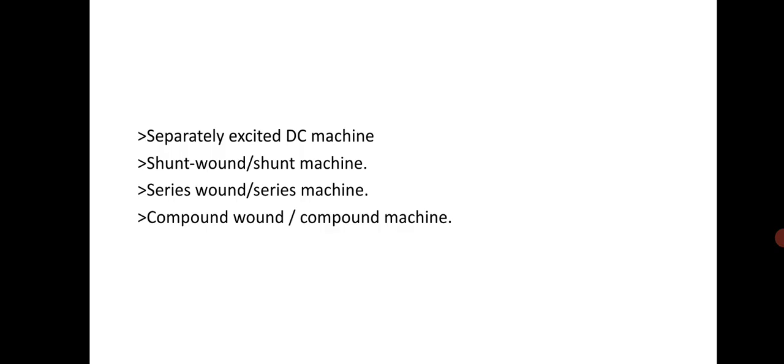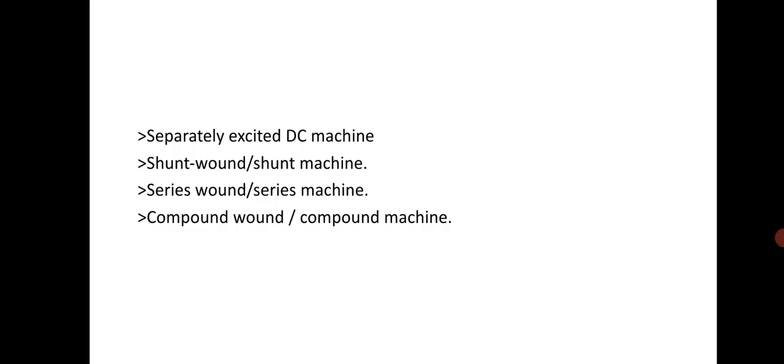First one, separately excited DC machine. What is that? From the name itself we can easily understand that a separate DC source is utilized for activating the field coil. In order to activate the field coil we need a separate source, not a common source. Next one, shunt wound or shunt machine. Shunt indicates parallel connection, so the field coils are arranged in parallel with the armature. The shunt field gets the complete output voltage of the generator or the motor supply voltage. It is normally made of a huge number of turns of thin wire carrying a small field current.